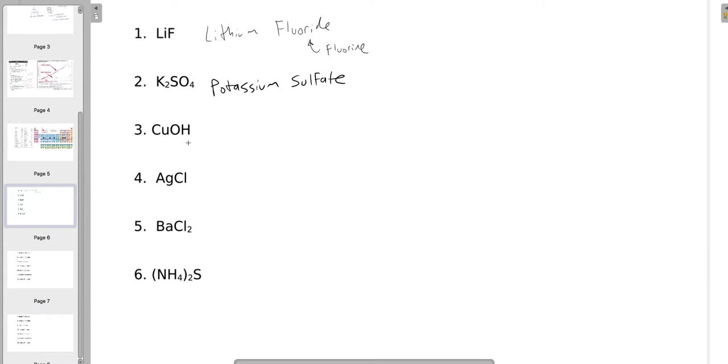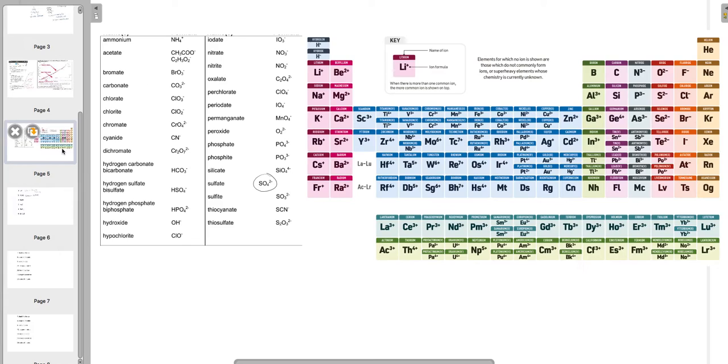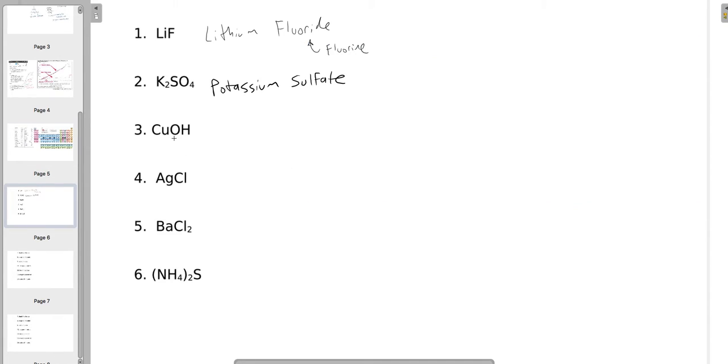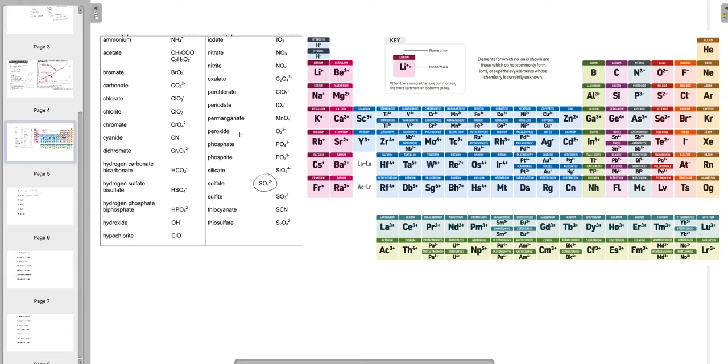Okay, CuOH. There are three different elements, because there's three capital letters. There's copper, and then the hydroxide. Now, the element copper has two different forms, Cu+ and Cu2+. And then the OH, that's a polyatomic anion, and that's right here, hydroxide, OH-.